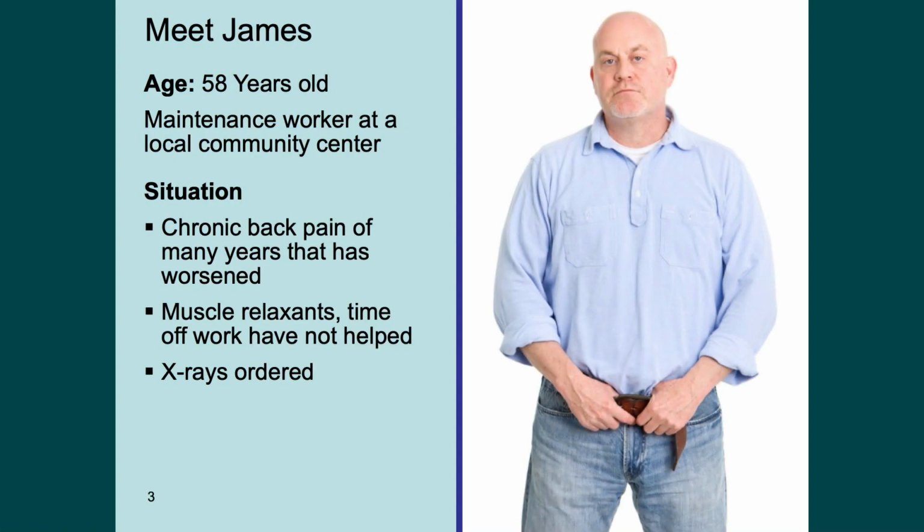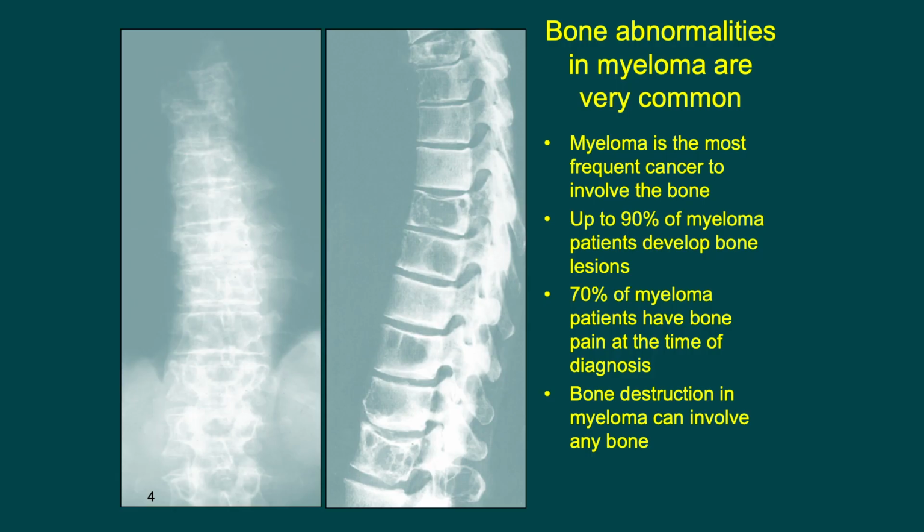Each patient presents differently, and we approach them differently. For example, this guy is a 58-year-old who works in maintenance at the local community center. He's been having chronic back pain. Most people will have that back pain for a while, but then things start getting worse, and the muscle relaxant didn't work. So he had an X-ray of his back, and what you can see here are these dark circles within the bone, the vertebrae. We call them lytic lesions.